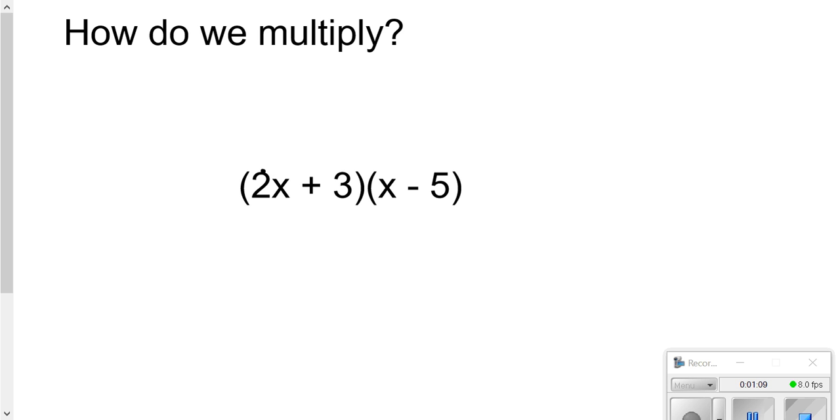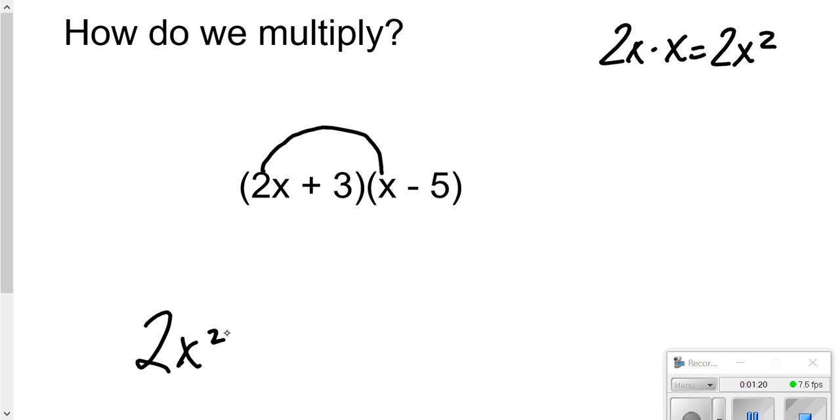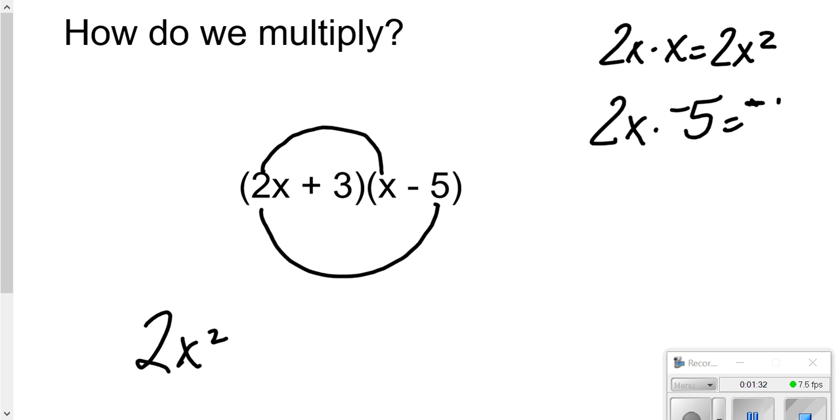In this problem, I distribute the 2x to the x, and 2x times x is 2x squared. Then I distribute the 2x also to the negative 5. Since 2x times negative 5 is negative 10x, that will be the next term that I write.